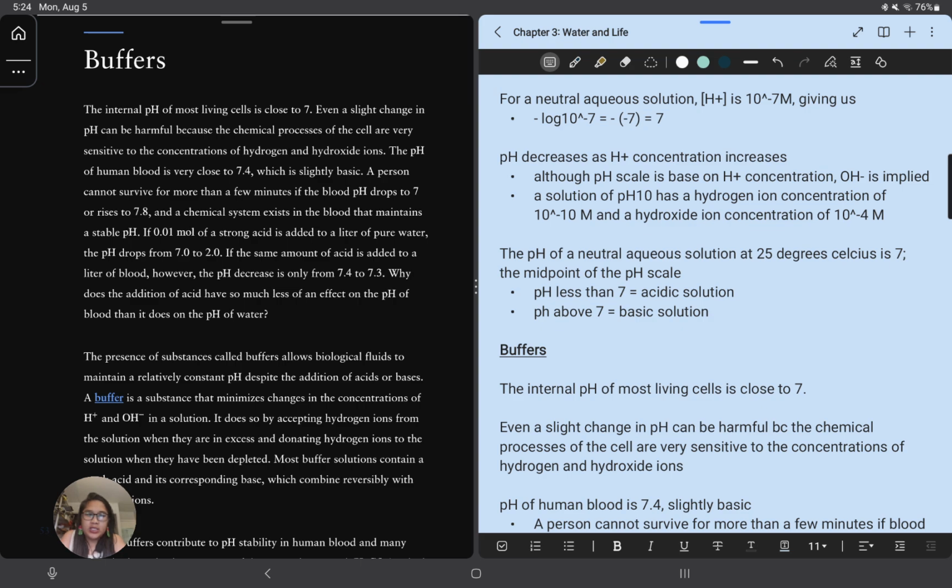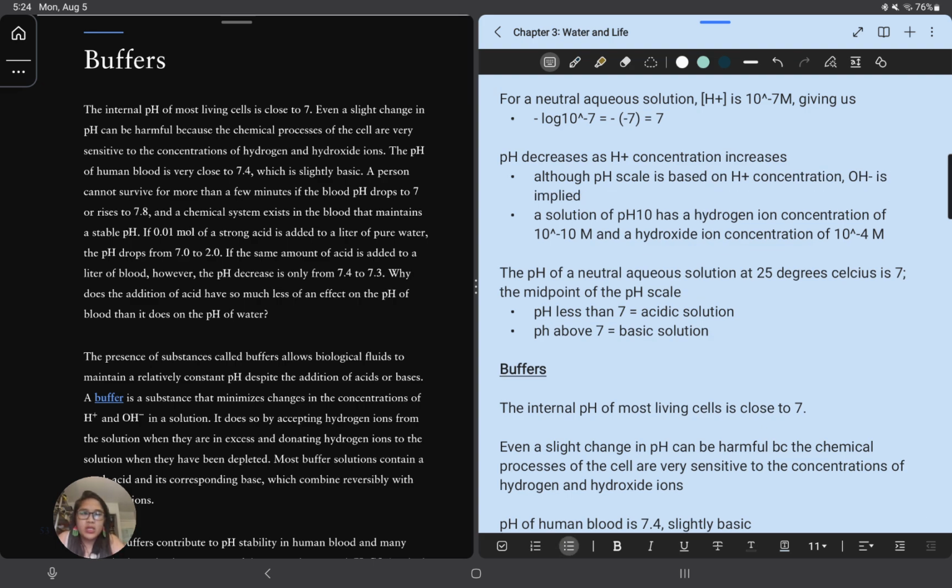Although the pH scale is based on hydrogen concentration, hydroxide is implied. A solution of pH 10 has a hydrogen ion concentration of 10 to the negative 10th molarity and a hydroxide ion concentration of 10 to the negative 4th molarity.